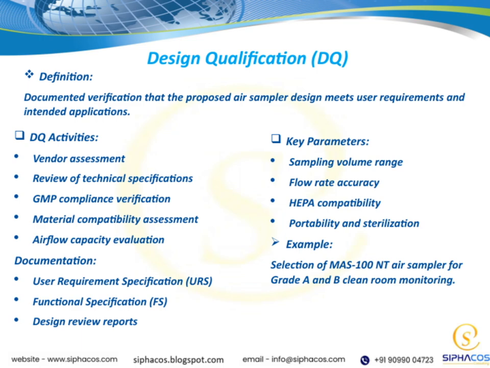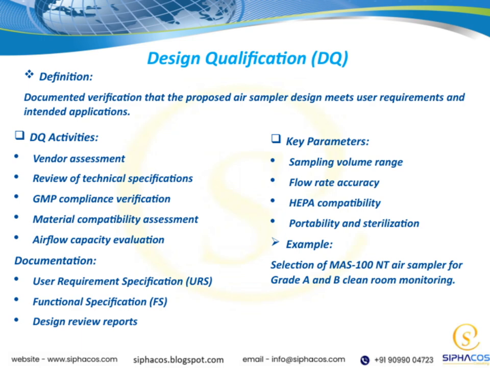Portability and sterilization are other important factors. Ideally, the device should be easy to move around without compromising sterility, and it should be straightforward to sterilize between uses to maintain hygiene standards. To give you an example, the MAS 100NT air sampler is often chosen for grade A and B clean room monitoring because it meets these key parameters effectively.